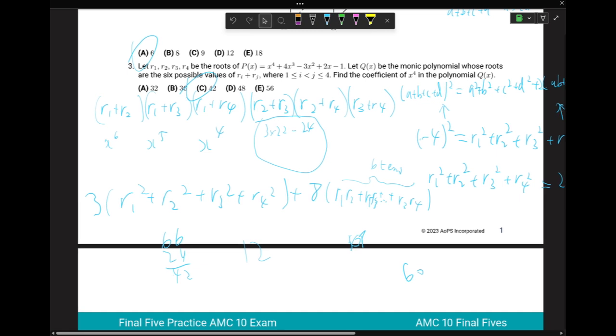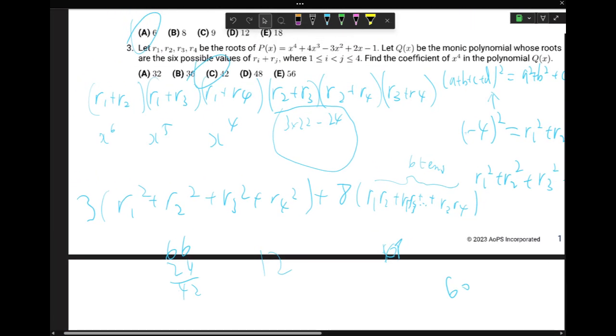X to the 4 will be, for example, this multiplied by this plus this multiplied by this plus this multiplied. So the sum of all the possible ways to choose two of the brackets and multiply them together. And so we want to find them. Obviously, we don't want to do this by hand.